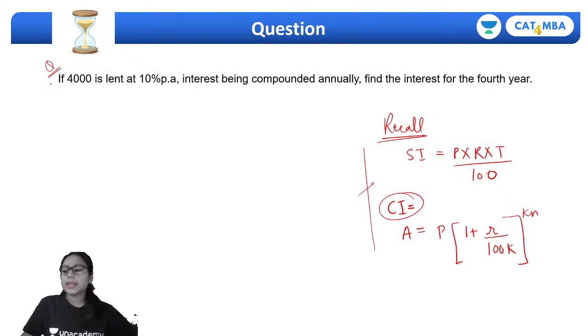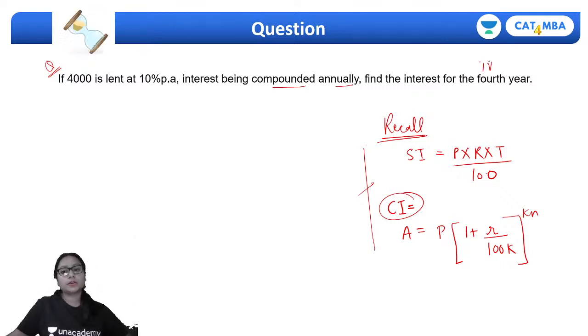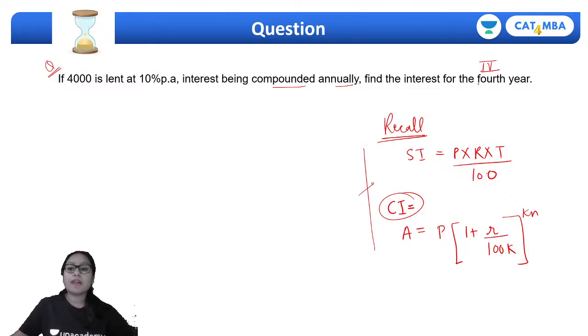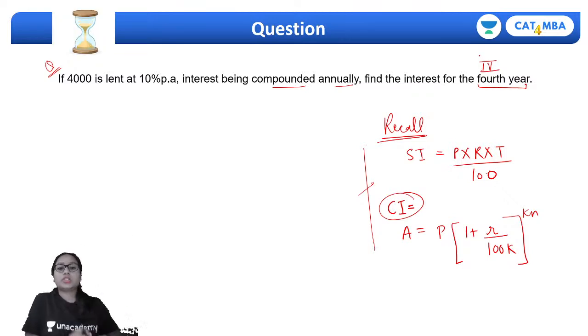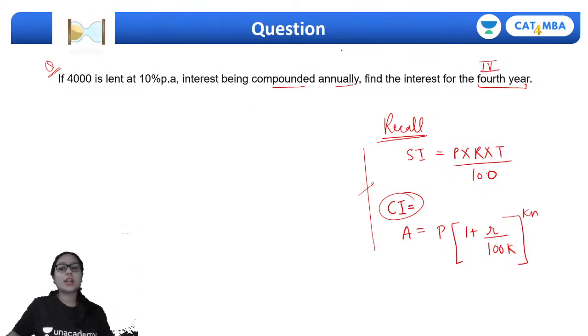Okay, so let us try to solve this question together. The question says that if 4,000 is lent at 10% per annum, interest being compounded annually. So compounding is done annually, one time in a year. Find the interest for the fourth year. In this question you have to be very careful. Generally what students do is that they see this as 4 years. So I will not take n as 4 and solve this question.